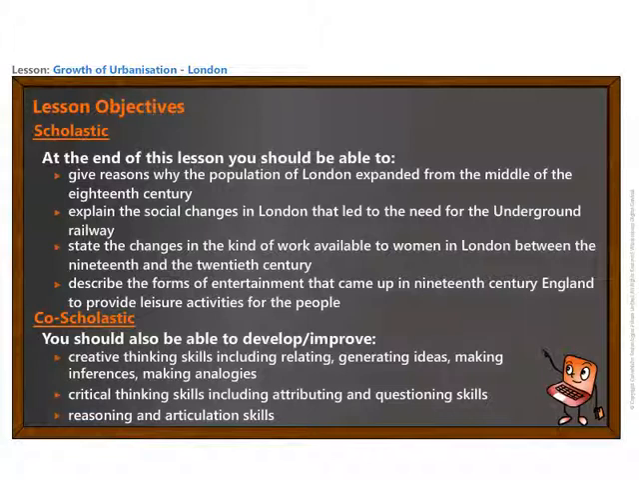Explain the social changes in London that led to the need for underground railway. State the changes in the kind of work available to women in London between the 19th and the 20th century. Describe the forms of entertainment that came up in the 19th century England to provide leisure activities for the people.